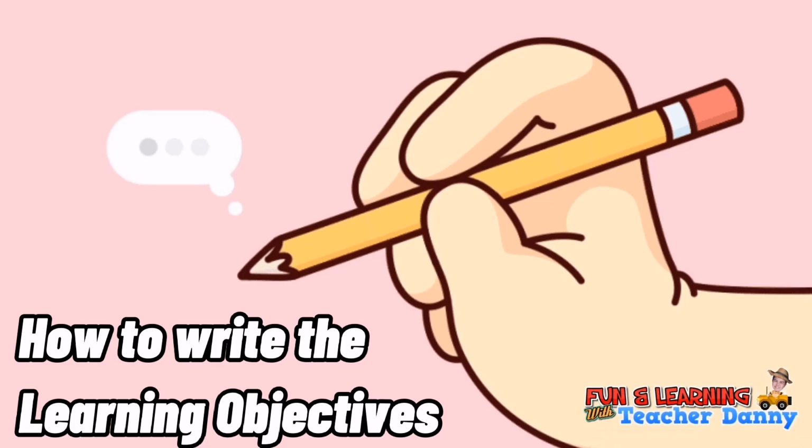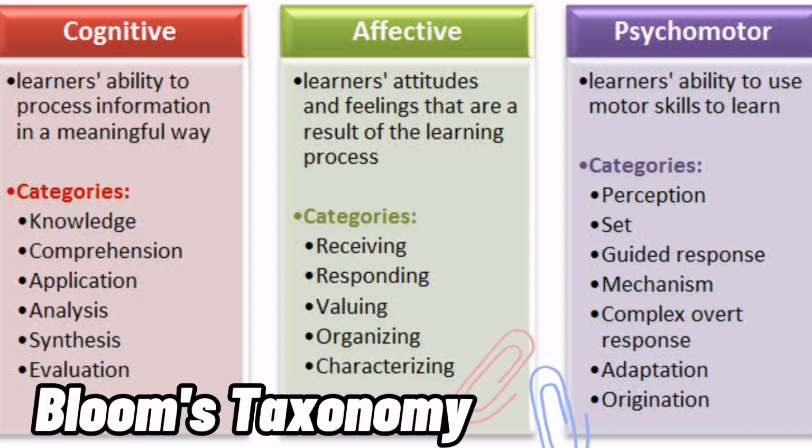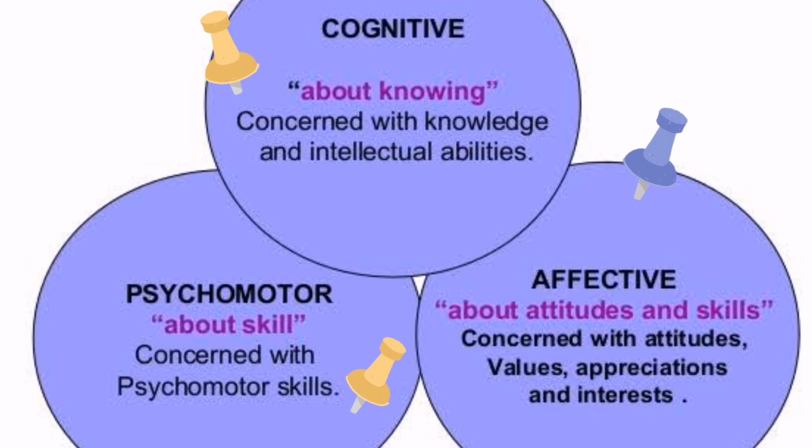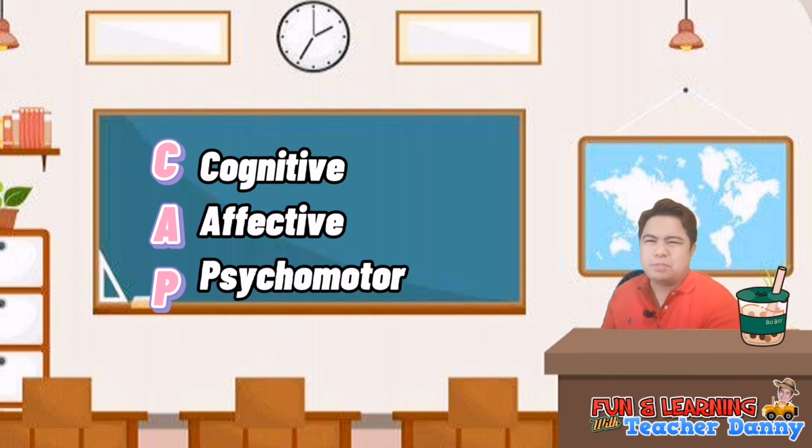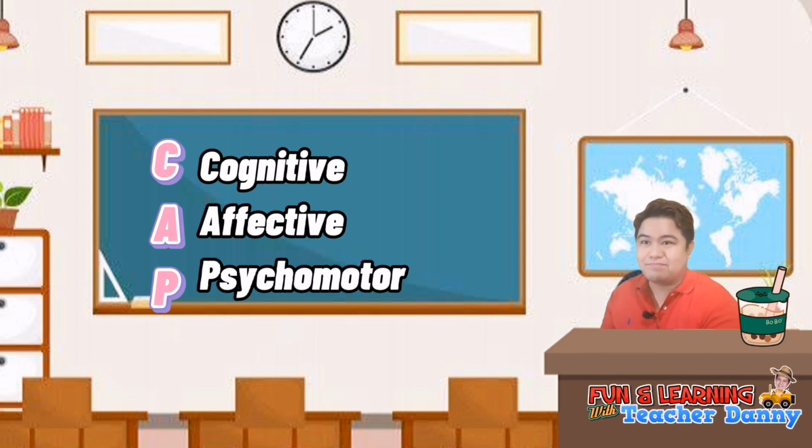Now, in writing the objective of the lesson, we often follow Bloom's taxonomy, which is a set of three hierarchical models used to classify educational learning objectives into levels of complexity and specificity. The three lists cover the learning objectives in the cognitive, affective, and psychomotor or sensory domains. That's why you have to remember that your objectives should be written in the CAP format, but some teachers prefer CPA.